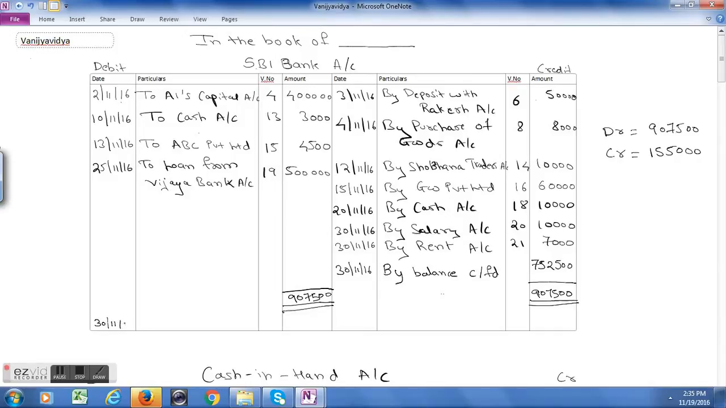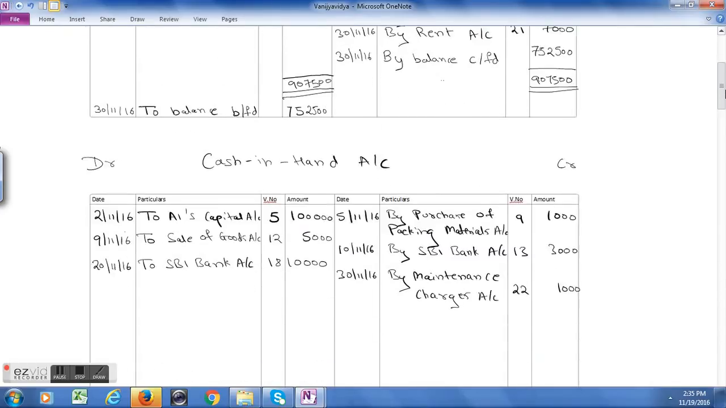So on 30/11/2016, to balance brought forward 7,52,500. This is very important. When balance carried forward is on the credit side, balance brought forward will be on the debit side. So 7,52,500, and the same will be the balance as on 1/12/2016.